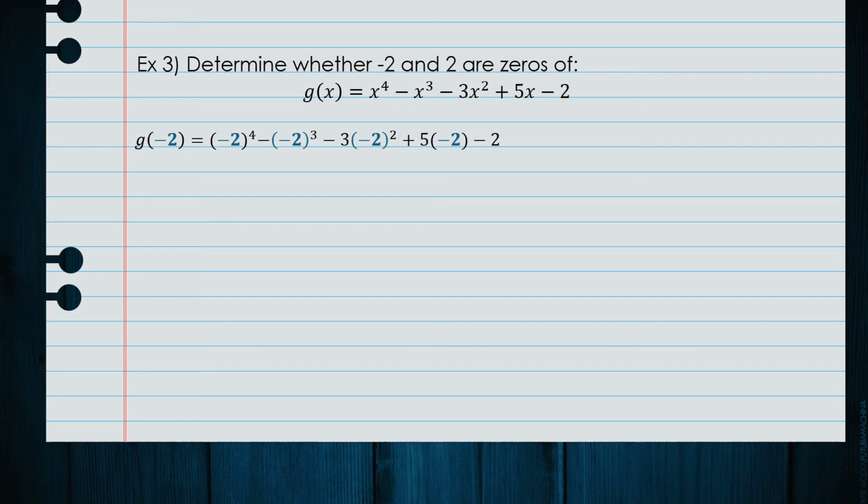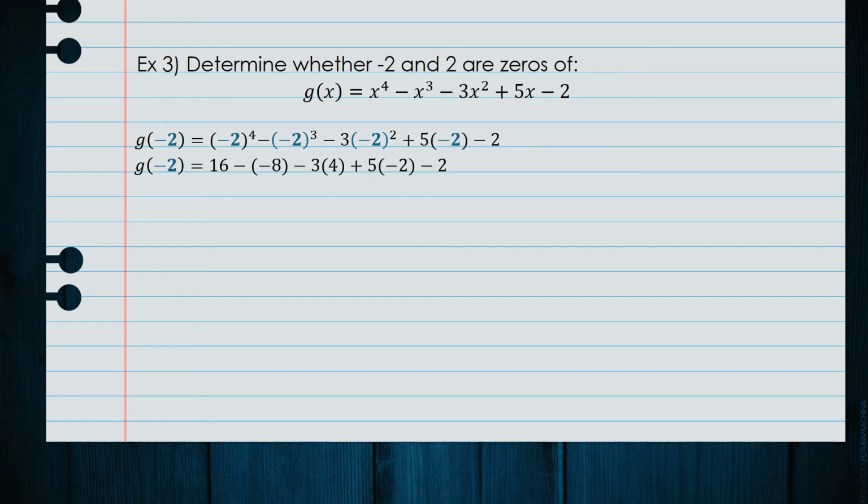So first we have to deal with the exponents. -2 to the fourth is -2 times -2 times -2 times -2, which gives us 16. -2 cubed is -2 times -2 times -2, which gives us a -8, but keep it inside the parentheses. The next exponent is -2 squared, which gives us a +4. Again, keep it inside the parentheses. We've now completed all the exponents.